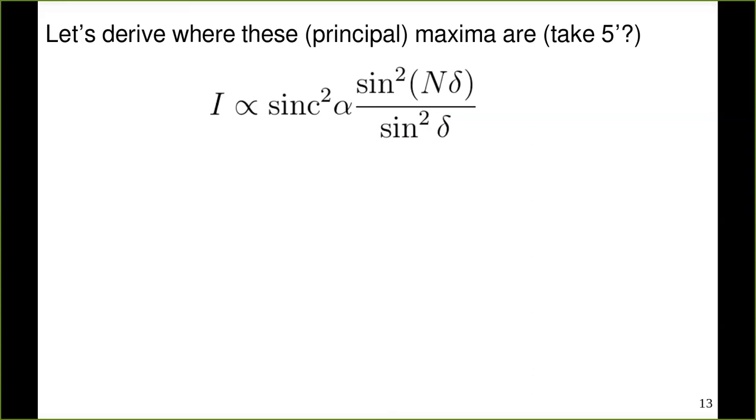To make things simpler, you can completely ignore this sinc squared alpha here, because we said we are only restricting ourselves to the innermost diffraction envelope, right? So we only want to see where this term, sine squared n delta over sine squared delta, has the maximum value. I mean, the obvious solution is delta equals 0, right?